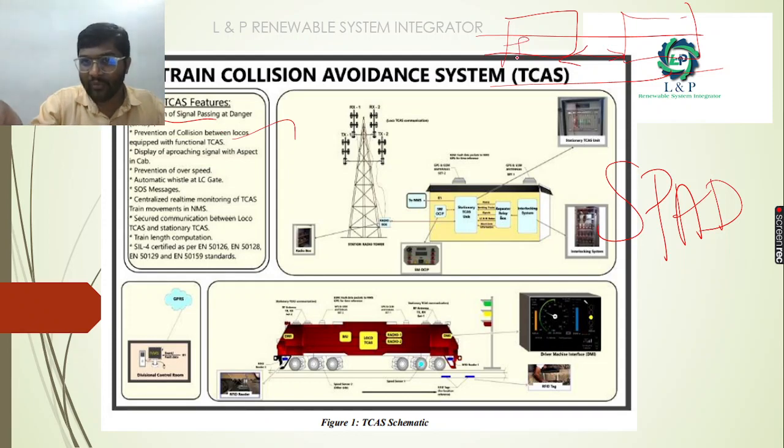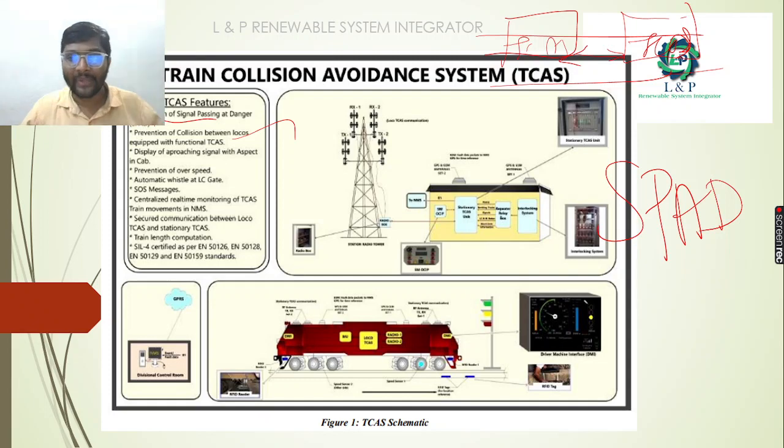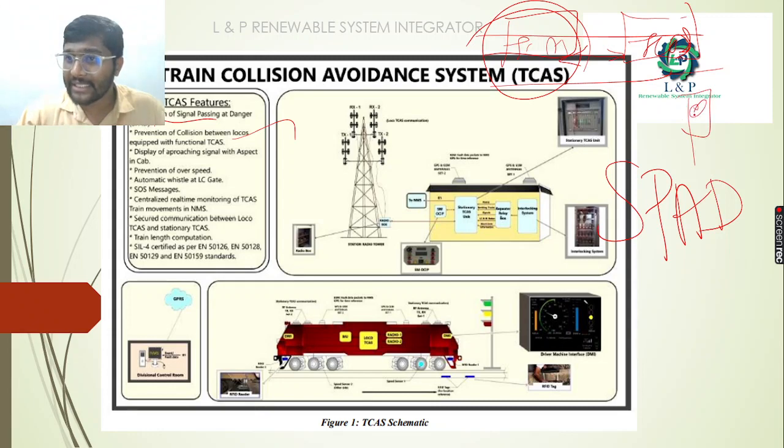So inside each and every loco we will also have a train collision avoidance system. Next, an important purpose is that we need to display the approaching signals with the aspect in the cab. It means we need to provide the signals then and there. If something is faulty or some emergency has happened, it tells you to stop, you cannot cross. We need to display those signals.